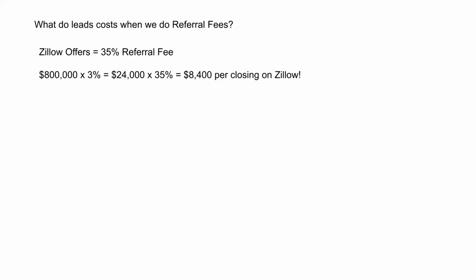So let's say I'm in a nice predominant area like Fort Lauderdale, or it could be in California, and my home price was $800,000. And that's the lead they sold me for a listing. Well, my 3% commission on that would be about $24,000. However, if they charge me a 35% referral fee and they give me that name for free, you guys, that's $8,400 per lead now, per closing.